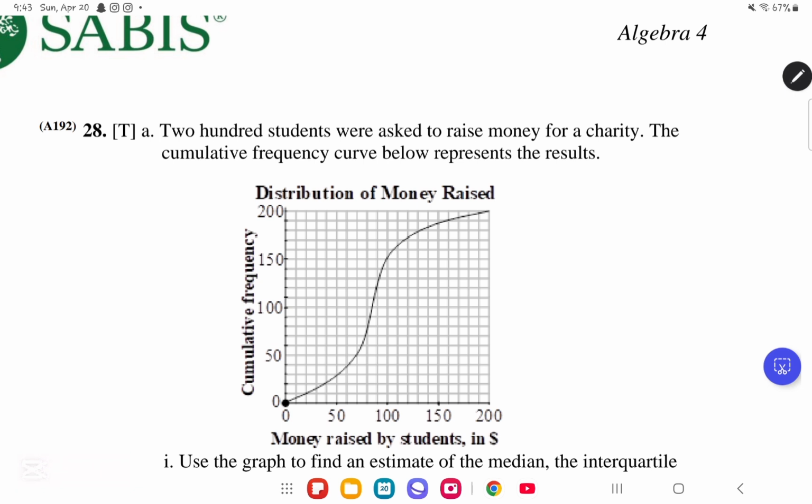200 students were asked to raise money for a charity. The cumulative frequency curve below represents the results.